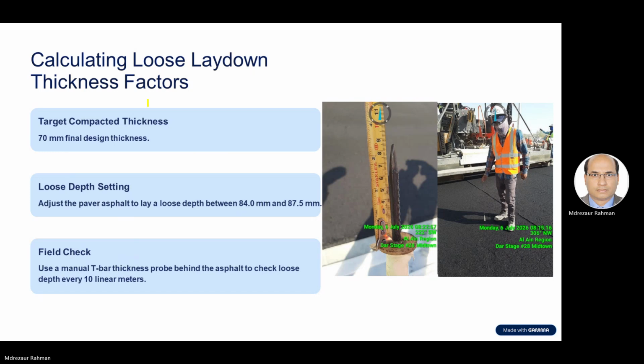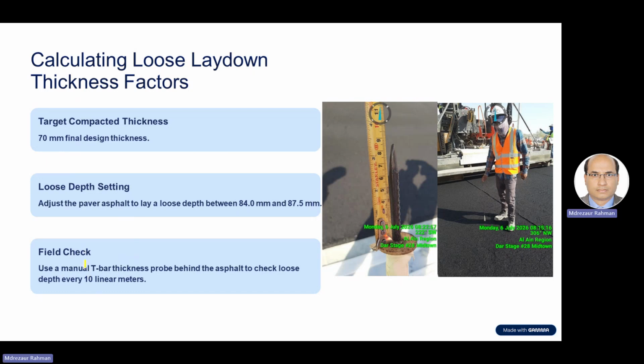Okay, next. As I told you, our project is 70 millimeters. So as per loose depth setting, what Engineer Asim is asking is that usually the contractor paver loose depth is 84 to 87.5 millimeters. Okay, as per best practice, after compaction it will come to 70.